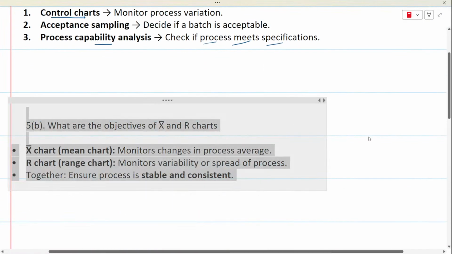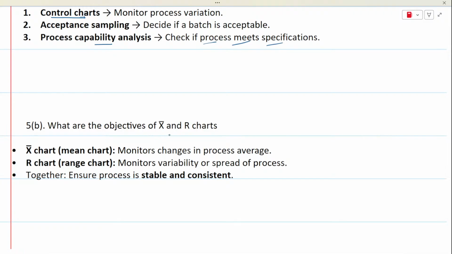Next is, what are the objectives of X bar and R charts? X bar itself indicates the mean chart. It monitors the process average. Remember that whenever we write X bar, or if we are writing an alphabet and over it we put a bar, basically it indicates the average of that parameter that is to be measured.